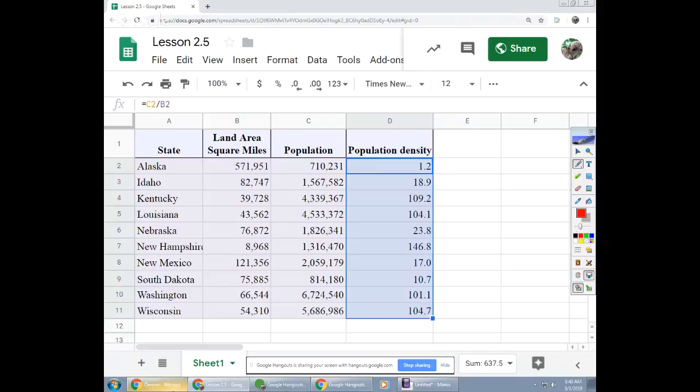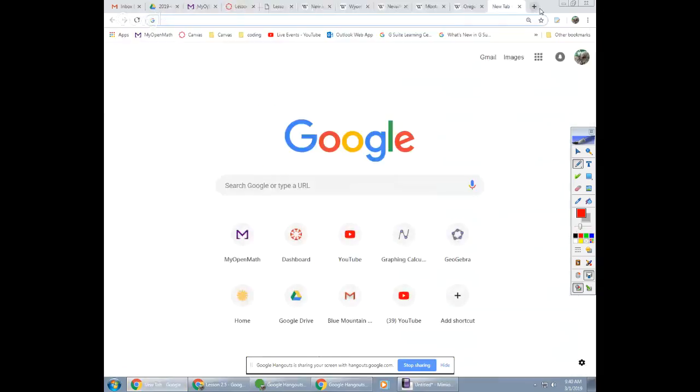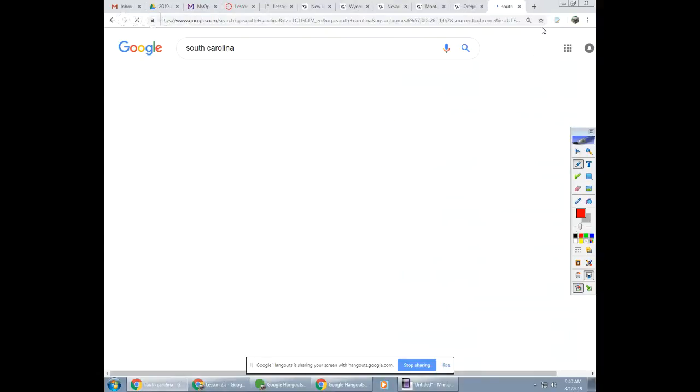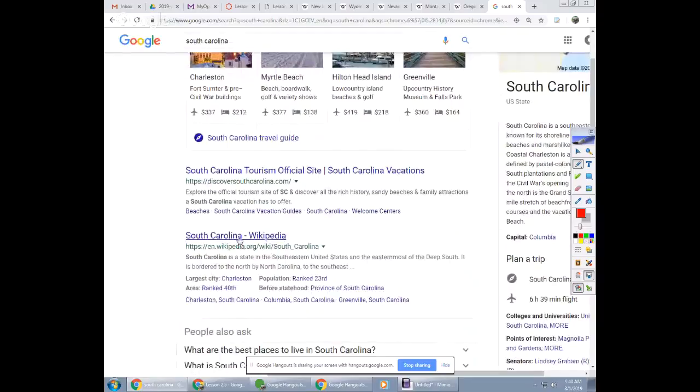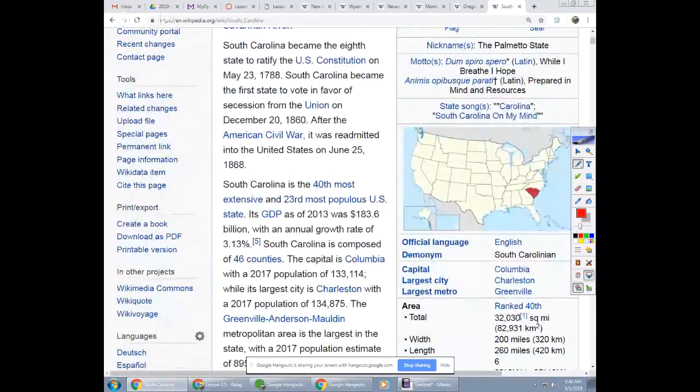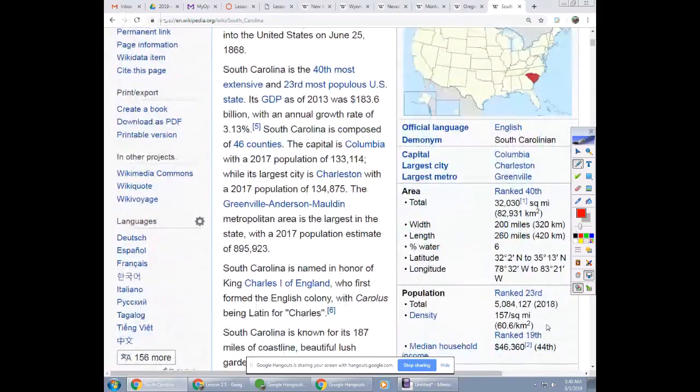What about South Carolina? All right, South Carolina. Wikipedia says we have a land area of 32,000 square miles, so pretty small state relatively. 5 million people, 157 people per square mile. So it is the second column. Yeah, it's at the second column.